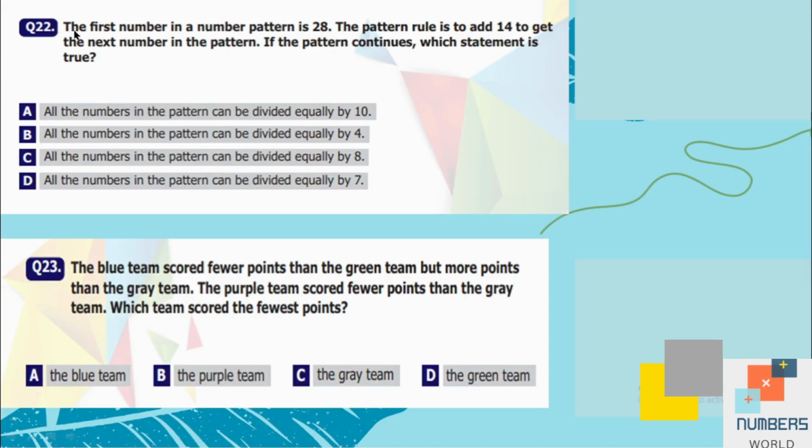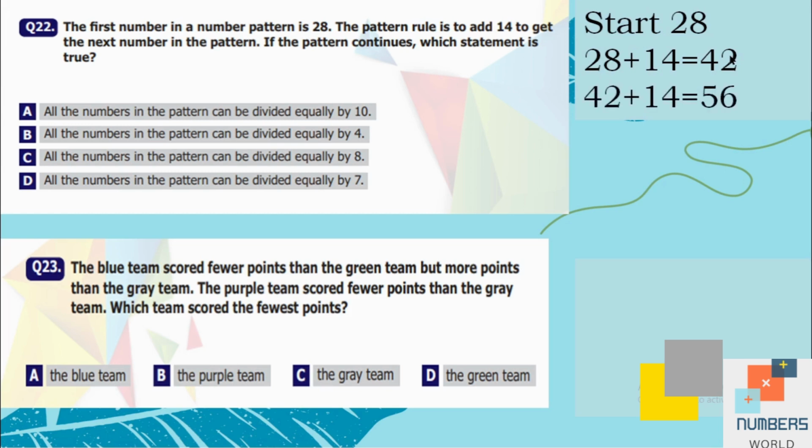Question number 22. The first number in the number pattern is 28. The pattern rule is to add 14 to get the next number. So the pattern is starting from 28 and we have to add 14 to it. So 28 plus 14 is 42, and we can also find the next number in the pattern by adding 14 to our answer, which is 56 now. So we have 3 numbers of the pattern. Now let's complete the question. If the pattern continues, which statement is true?